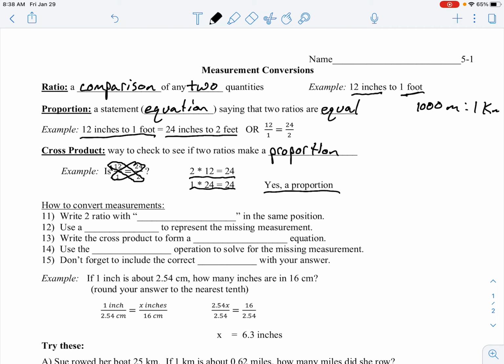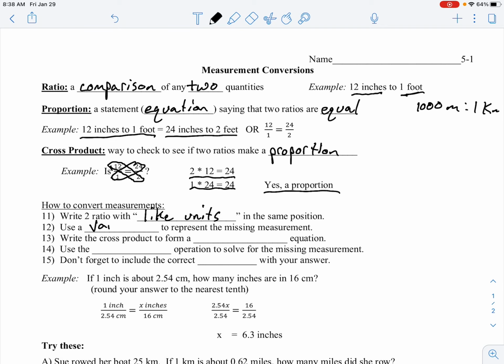So next, how are we going to convert measurements? Oftentimes we'll need to convert between different units that we're working with. So inches to feet, feet to inches, meters to kilometers. There's many, many, many more that we could convert. So how are we going to do that? Well, we need to write two ratios with like units in the same position, so in the numerator or denominator position. We'll see what that looks like when we get to the example.